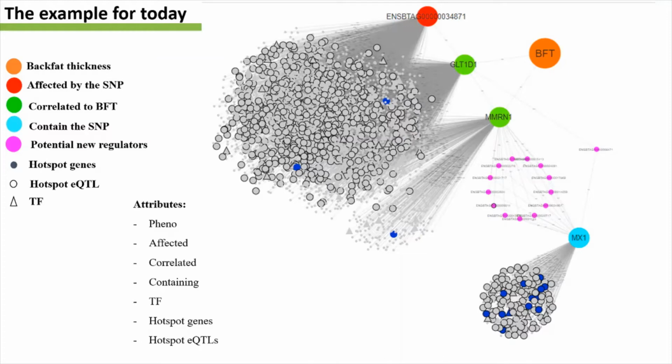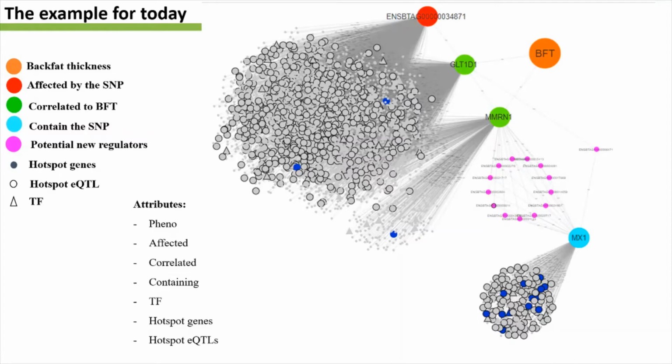In dark blue, we can see hotspot genes, or genes that are affected by more EQTLs than the others. The ones with the black contour are hotspot EQTLs, or genes containing EQTLs that affected more genes than the others. The triangles are TFs.